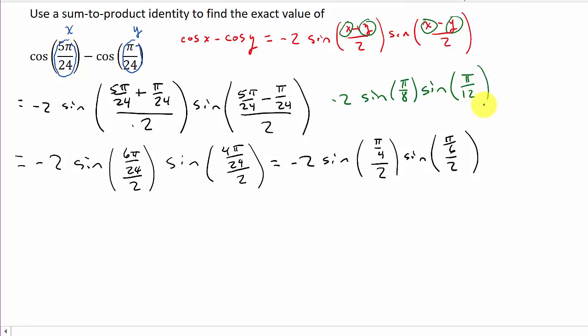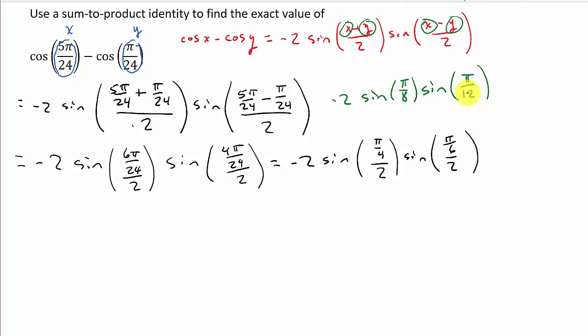Now, we're looking for the exact value. That means they don't want you to use a calculator. We don't know the exact values of pi over 8 and pi over 12. Those are not among the special ones we have to memorize. If you remember, the ones you need to memorize are 0, 30, 45, 60, 90, 180, 270, 360. Or in radians, 0, then pi over 6, pi over 4, pi over 3, pi over 2, pi, 3 pi over 2, and back to 2 pi.